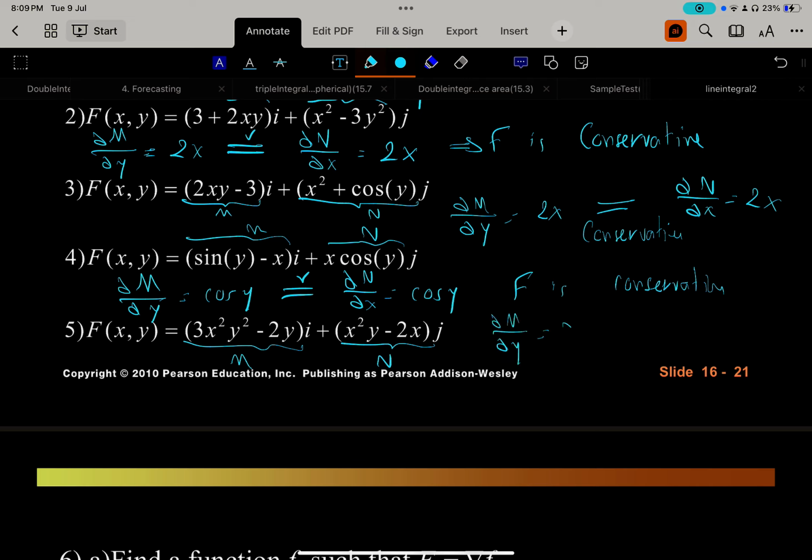Now we have m and we have n. Again, the partial derivative of m with respect to y gives us 6x squared y minus 2, and n with respect to x gives us 2xy minus 2, which is basically not conservative.